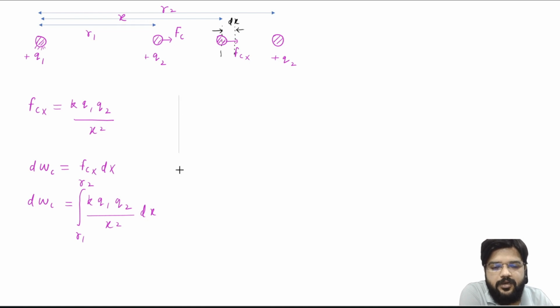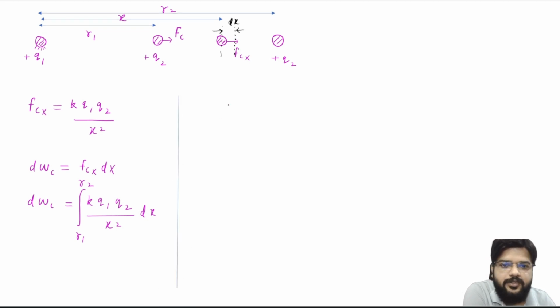Okay. Now the next thing is: we need to do integration. So do integration on both sides, everyone. The integration of dWc is Wc. And now you can do one more thing: put K q1 q2 outside the integration.